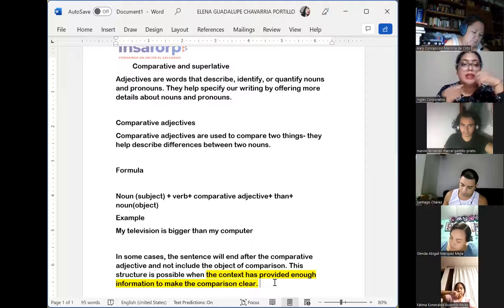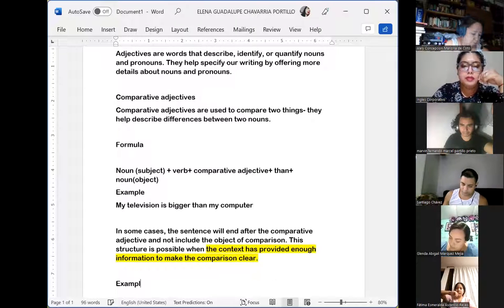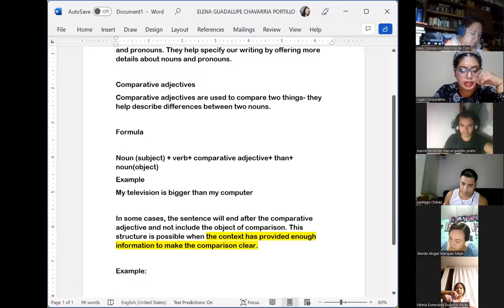So in that case, we have that the context has provided enough information. Ya el mismo contexto nos está dando la información que necesitamos para nuestra oración. And we have the example. And it says, my brother is 6 feet tall, but my father is taller.